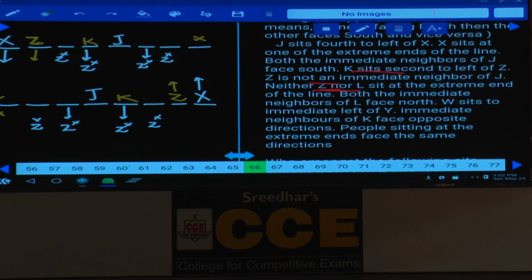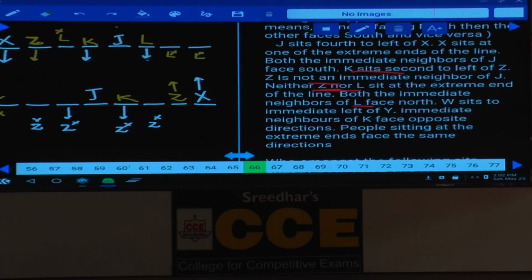Next one, both the immediate neighbors of L face north. Tell me what are the different possibilities we can have for this L. Now L cannot be here, because if L is here, both the immediate neighbors of L are facing south. L cannot be here as well, isn't it? And L cannot be here. Hence what is the only possibility? L can be here, isn't it?